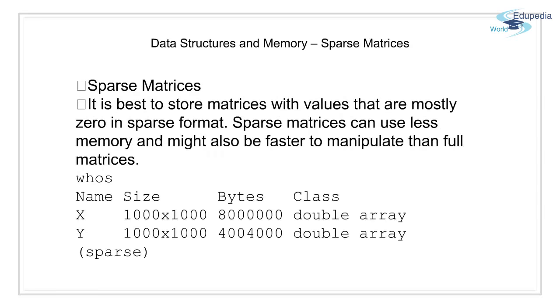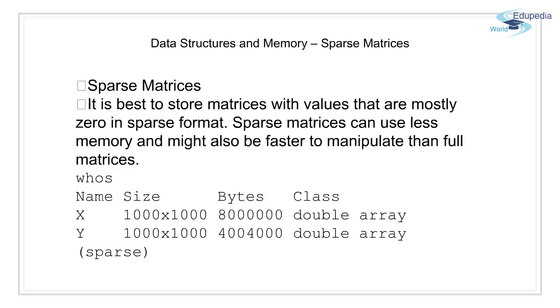Then comes the sparse matrices. It is best to store matrices with values that are mostly zero in a sparse format. Sparse matrices can use less memory and might also be faster to manipulate than full matrices. You can convert a full matrix to sparse format using the sparse function.